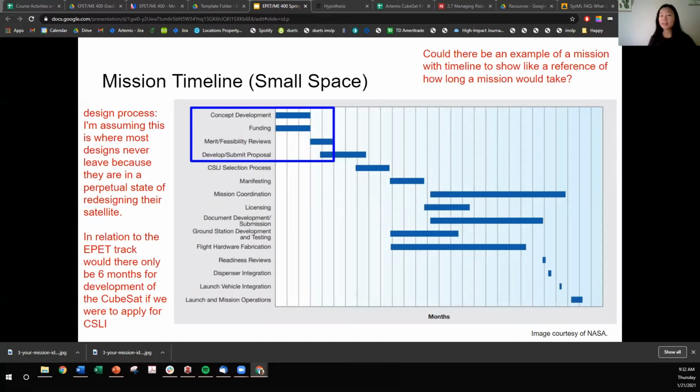This timeline is taken from the CubeSat Launch Initiative Handbook written by NASA. I'm sure that you all will be intimately familiar with that handbook at some point in the future. This is a recommended timeline where concept development occurs for 1 to 6 months and funding to buy your satellite components happens for 1 to 12 months. Merit and feasibility reviews take 1 to 2 months. CubeSat design on paper and analysis with software tools take about 1 to 6 months. Then the development and submittal of a proposal and the response to a CSLI call takes 3 to 4 months.